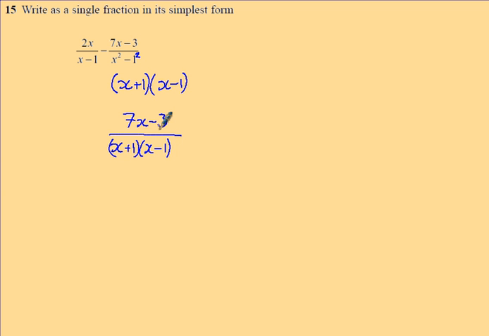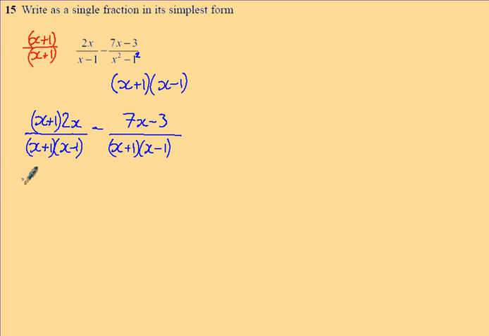Now all I need to do is to think about what I need to multiply my first fraction by in order to make that common denominator of x plus 1, x minus 1. And I realise that I need to multiply top and bottom by x plus 1. And in doing so, I end up with x plus 1 times by 2x divided by x plus 1, x minus 1. And don't forget that we're subtracting these two fractions.